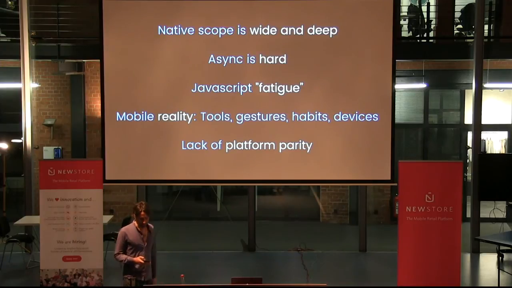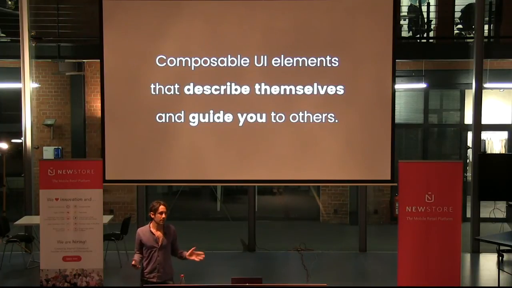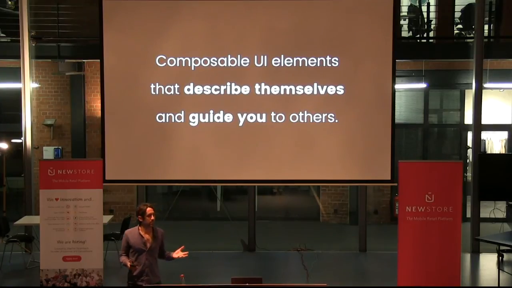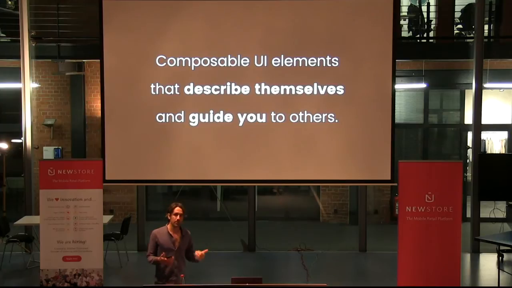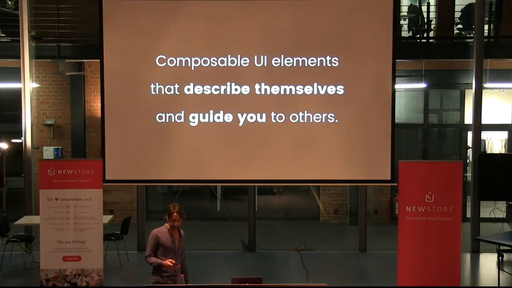For those of you that are not familiar with React.js, I don't want to go into a description of what it is, because it's too much scope there, and it is one of the most powerful things about React Native, but this is how I would describe it: composable UI elements that describe themselves, if they're coded correctly, and guide you to the other components in your application. So it makes it very easy to reason about what's happening inside your UI.